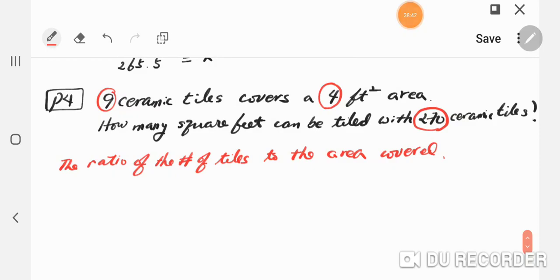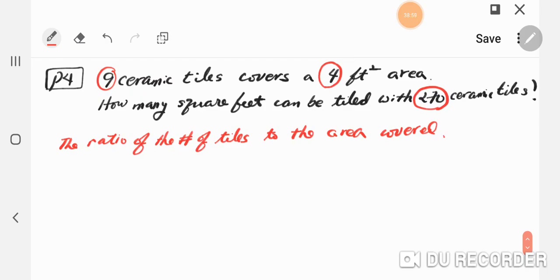Problem 4. 9 ceramic tiles cover 4 square feet of area. How many square feet will be covered if you have 270 ceramic tiles? In this case, the units are different, so it's going to be a rate. Using a proportion, we have to write a quotient. 9 ceramic tiles cover 4. So why don't we write an equation something like this? And then with 270 tiles, how many square feet will be covered?